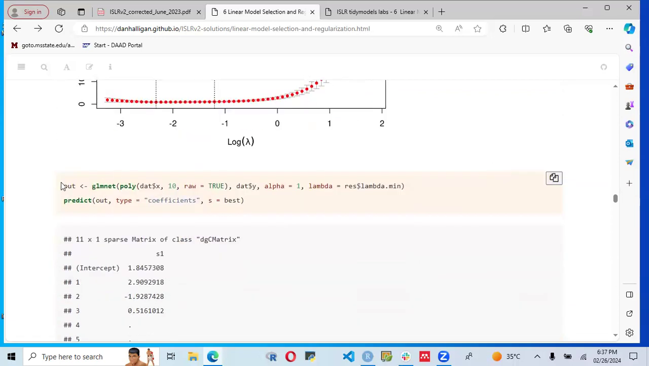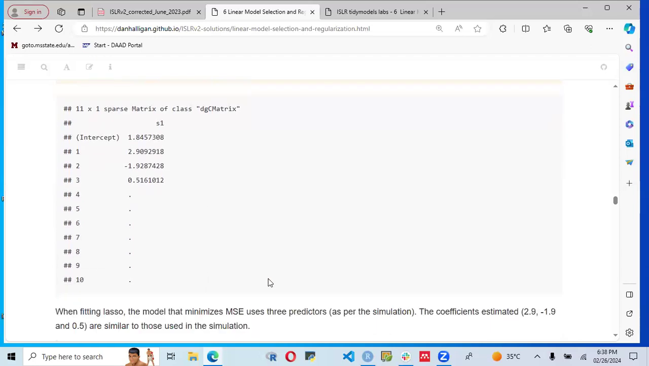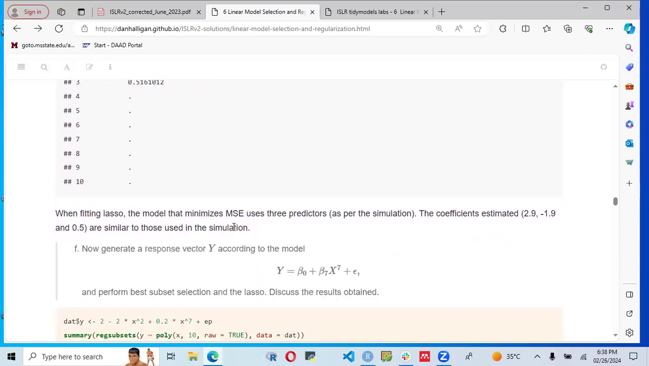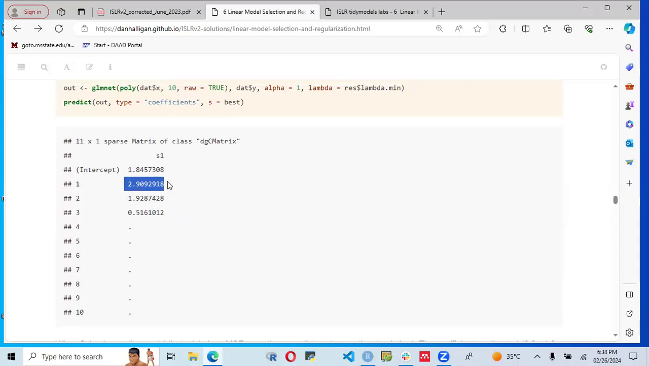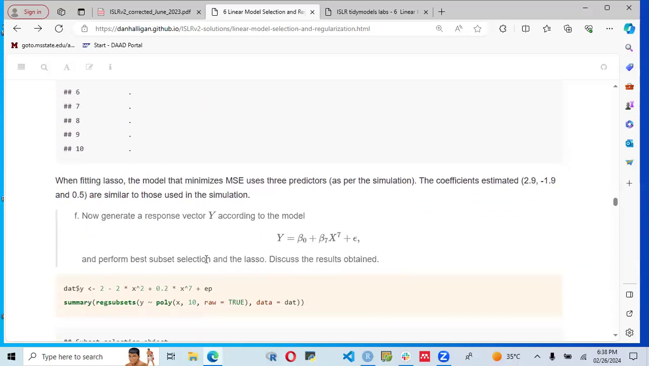So we also use the glmnet function again, okay? We do a similar approach. Here we pass in lambda equals res dollar sign lambda.min. So we do prediction, type is coefficients, s equals best. These are the predicted values from the model. So when fitting the lasso, the model that minimizes mean squared error uses three predictors. The coefficient estimates are 2.9, minus 1.9 and 0.5. We have 2.9, we have minus 1.9, we have 0.5. Those are similar to those used in the simulation.